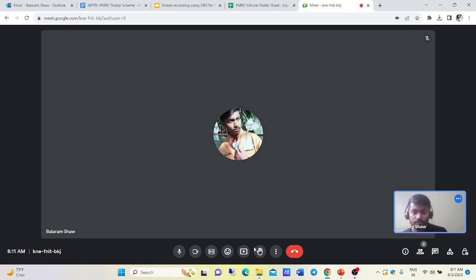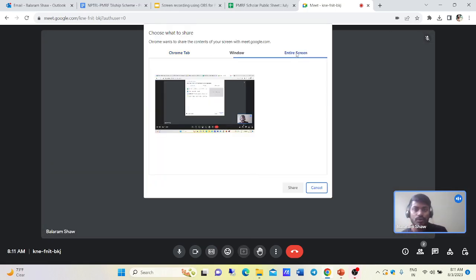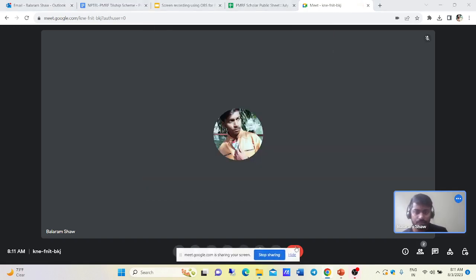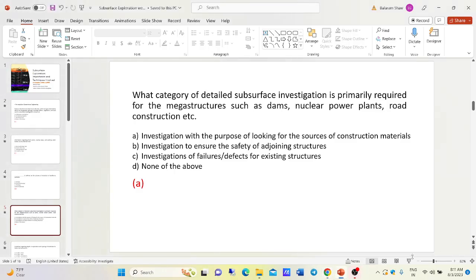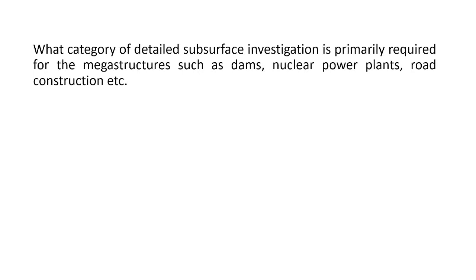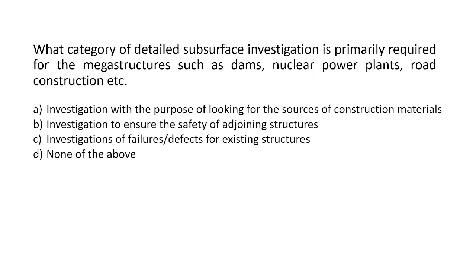Okay, so now we'll move on to the questions that we were discussing. Okay. The question was, what category of detailed subsurface investigation is primarily required for mega structures such as dams, nuclear power plants, road construction, and all? So the options are: investigation with the purpose of looking for the sources of construction materials, investigation to ensure the safety of adjoining structures, investigations of failures or defects for existing structures, or none of the above.